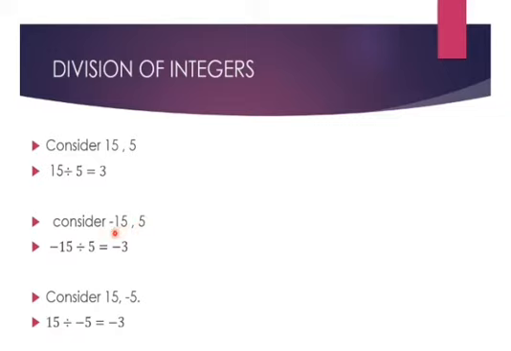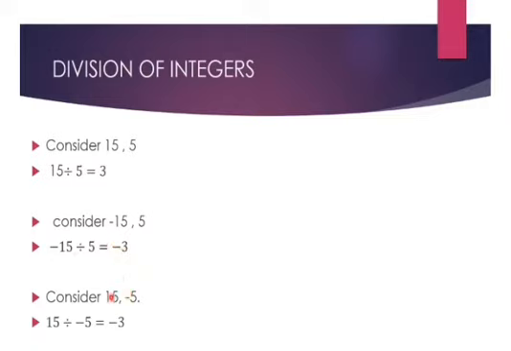Minus 15 is an example of a negative integer and 5 is a positive integer. Then how can we divide minus 15 by 5? We first divide as whole numbers, which means if we divide 15 by 5, the answer is 3, and put a minus sign before the quotient, before the answer.